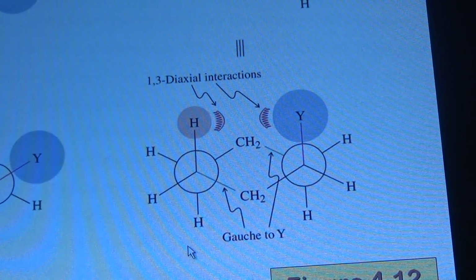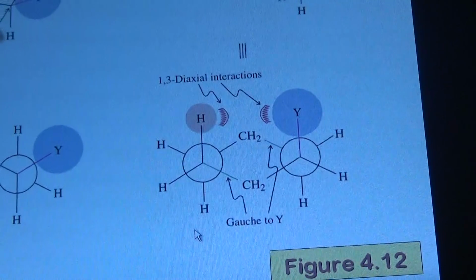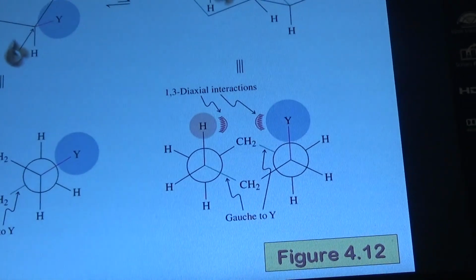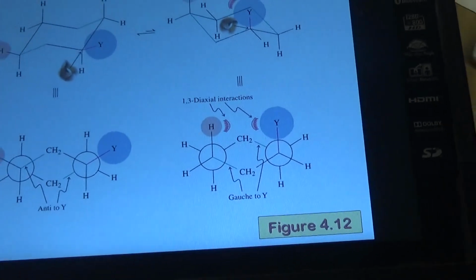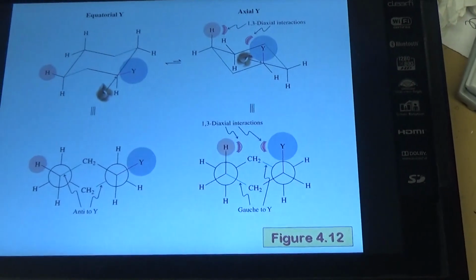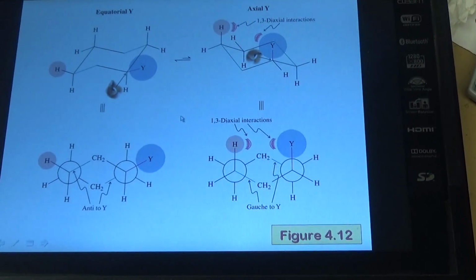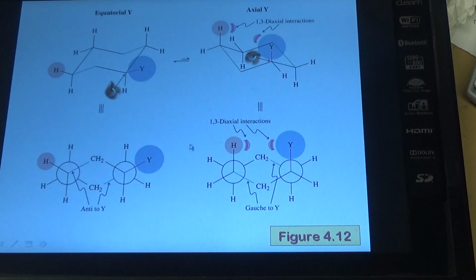Okay, so this I think is figure 4.12 from your book. You can also take a look in the book. All right, so what's the takeaway? Equatorial good, axial bad. Okay, you're not going to have to draw this or show this type of thing in the quiz, it's not testable content in this course. But it's just another way to understand axial's bad, equatorial's good.